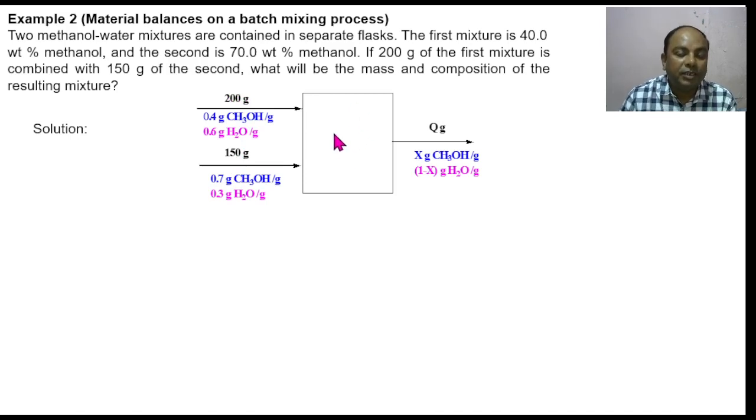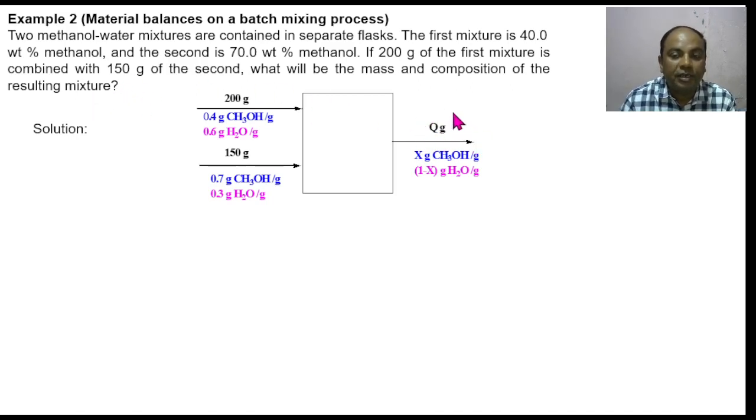So what is being asked? The resulting mass and the composition of the mixture. The resulting mixture is unknown to us, so we consider it as a variable, indicated by Q. So Q is the resulting mixture.